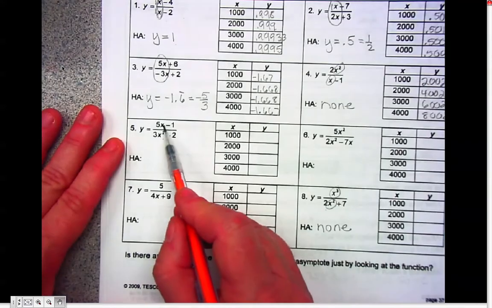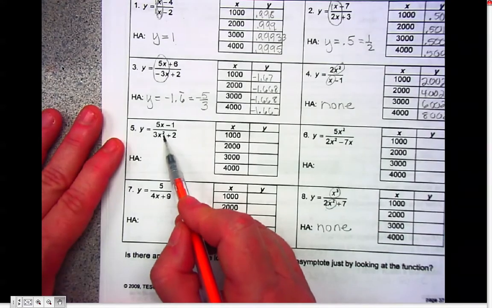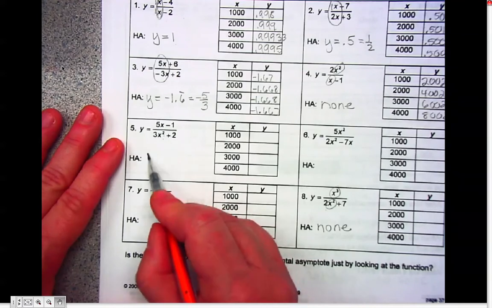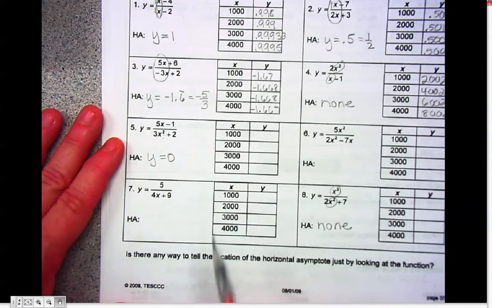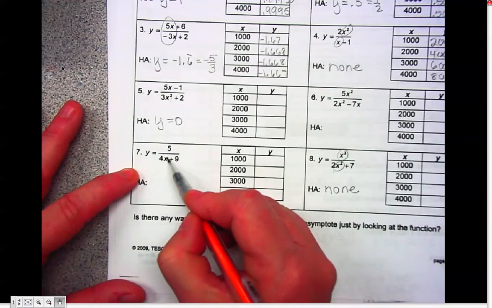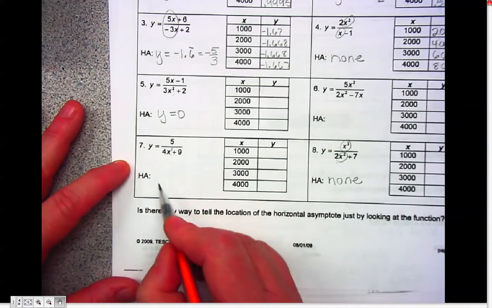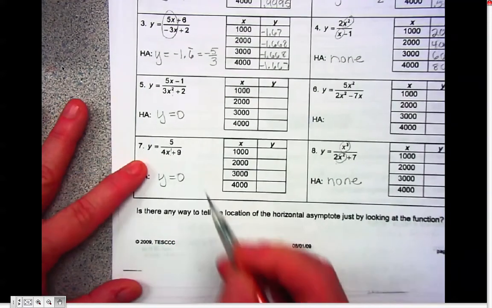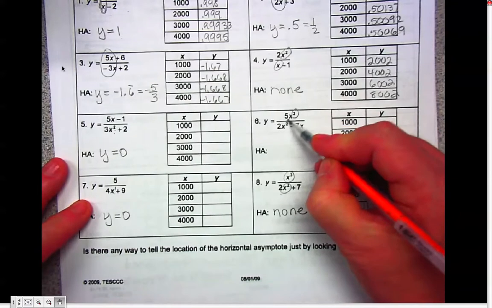Okay, let's look at 5, 6, and 7. They have a bigger exponent where? On the bottom. And you got y equals 0 for that one? Okay, what about number 5? It has a bigger exponent down here. You get y equals 0. Now number 6 has the same exponent.